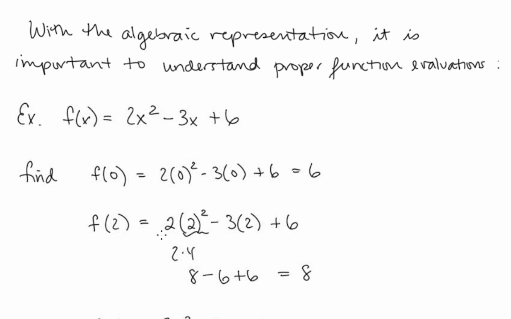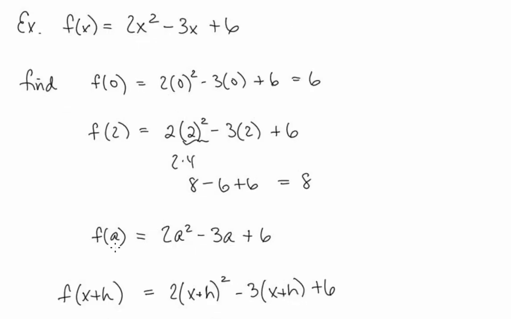Similarly, f of 2 is going to be 2 times 2 squared minus 3 times 2 plus 6. So our 2 squared is 4 times 2 is 8, so this is 8 minus 6 plus 6, and this simplifies to 8. f of a would just be 2a squared minus 3a plus 6. But the evaluations do get a little bit harder than this, so let's take a look at f of x plus h. This is saying we want to replace all of these x's here by an x plus h.